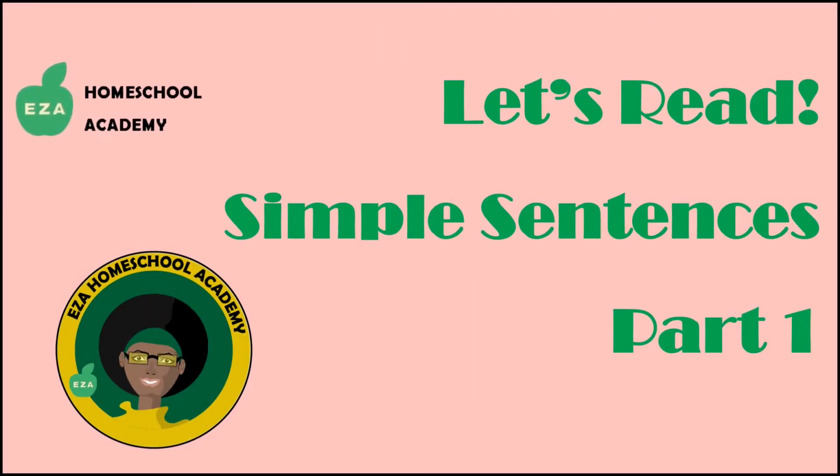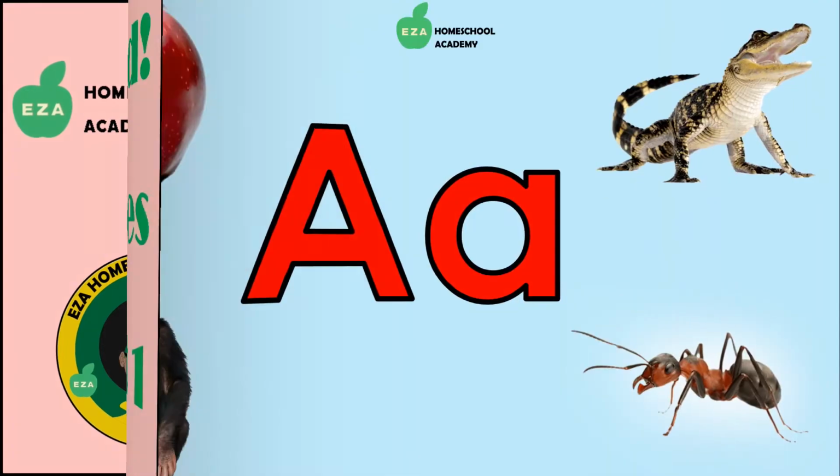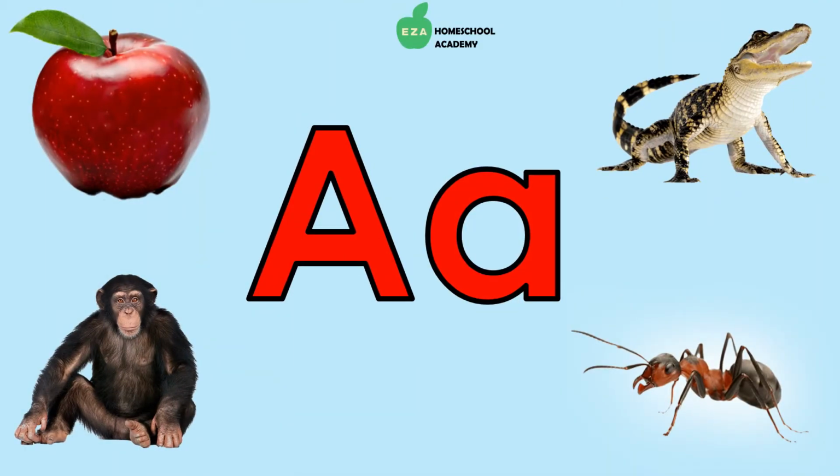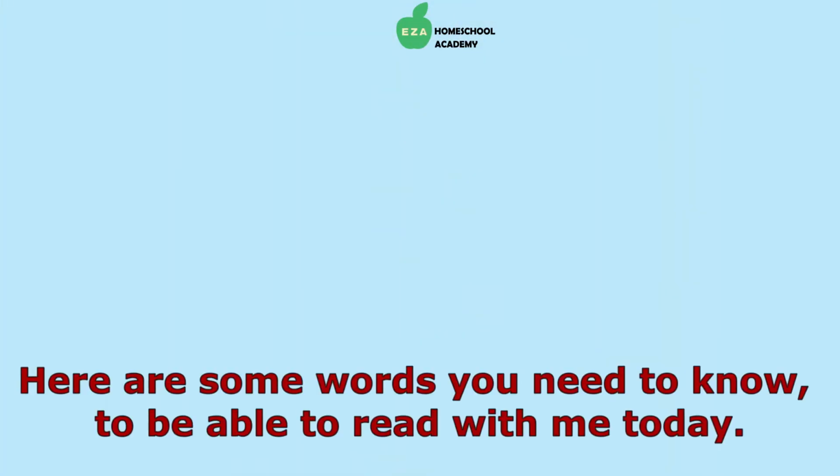Let's read Simple Sentences, Part 1. A is for apple. A is for alligator. A is for ape. A is for ant. Here are some words you need to know to be able to read with me today.